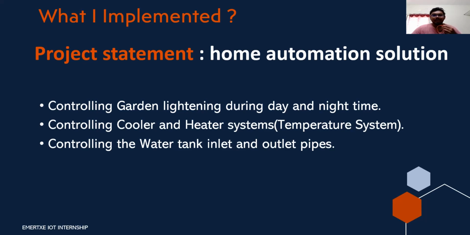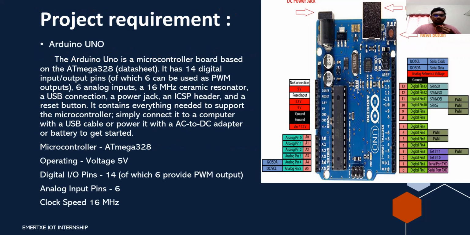The third is controlling the water tank inlet and outlet pipes. Generally you'll have water tanks, and it will control the inflow and outflow of the water. If the water is getting too low, then the inflow will be on. If the water is full, then the outflow will be on, like that. And now we are going to see the first one.